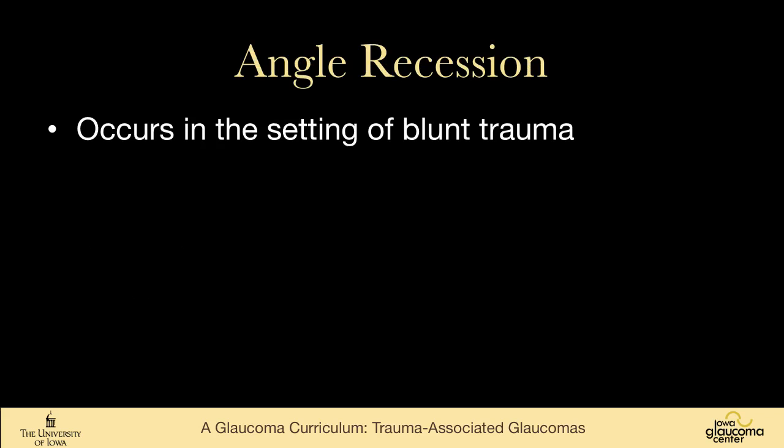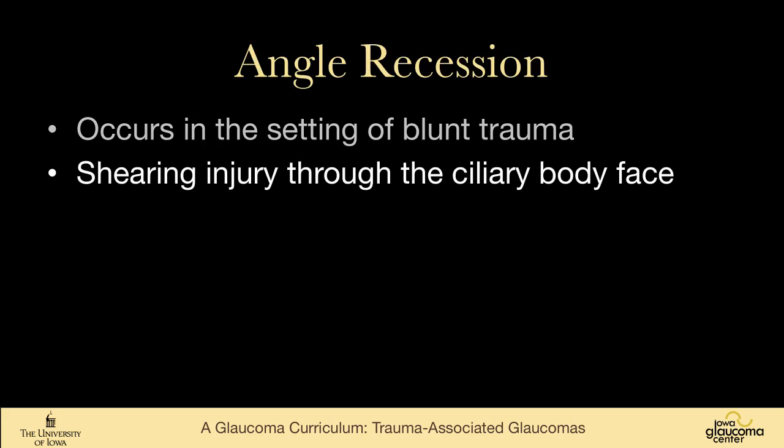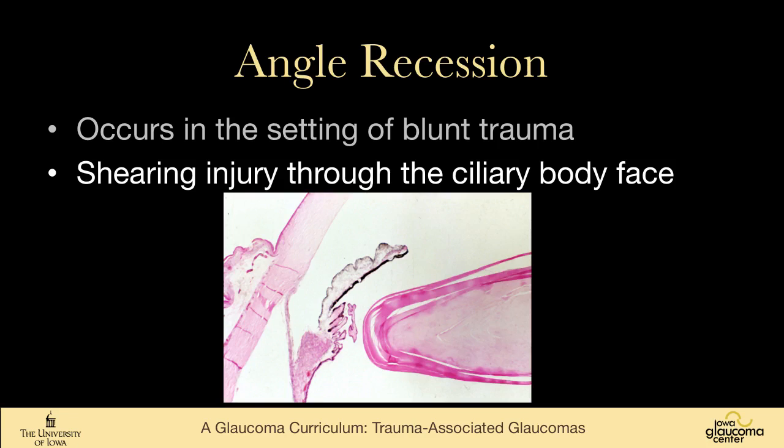So angle recession occurs in the setting of blunt trauma, in which the trauma is transmitted into the face of the ciliary body and causes a shearing injury through the ciliary body face. And you can see here that the ciliary body is torn and separated from the wall of the eye. This separation that we see at the asterisk is artifactual. But this part of the ciliary body should be attached here, and you can see that it's just torn into.